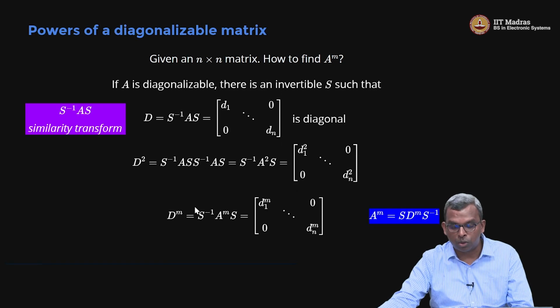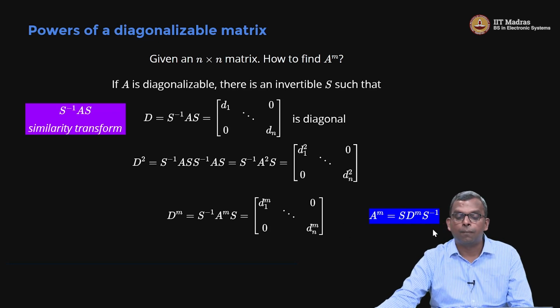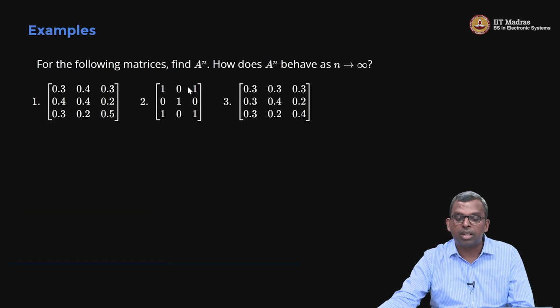What do we do? I multiply both sides with S on the left, so I will get S D power m on this side. I multiply on the right with S inverse. So, my A power m becomes S D power m S inverse. Now, D power m is just a diagonal matrix, so the power is very, very easy. So, once you have diagonalizability for a matrix, finding arbitrary powers of the matrix becomes very, very easy to do. So, here are specific examples.